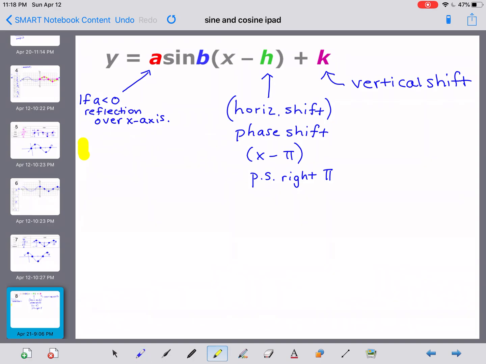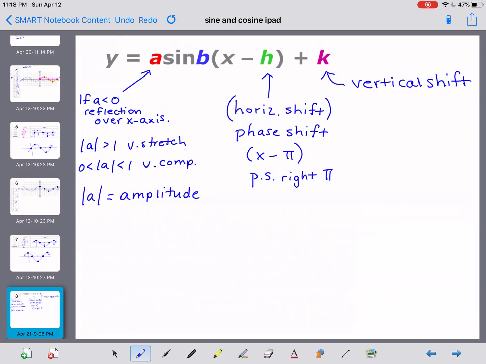If a is greater than 1 in absolute value, it's a vertical stretch by a factor of whatever it is. And if it is a value between 0 and 1, it's a vertical compression by a factor of that a value. The a value cannot equal 0. And a is also your amplitude. So the absolute value of a is your amplitude.